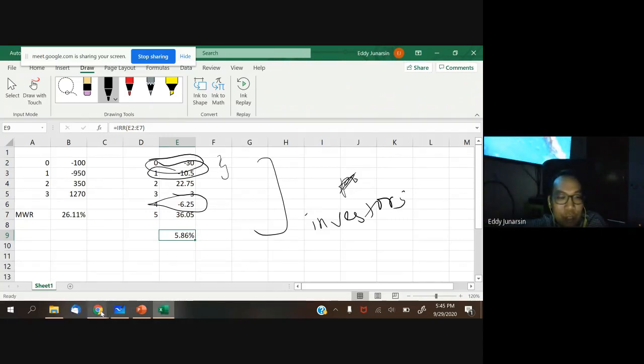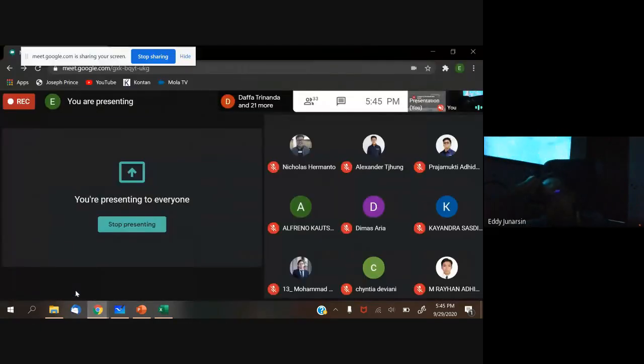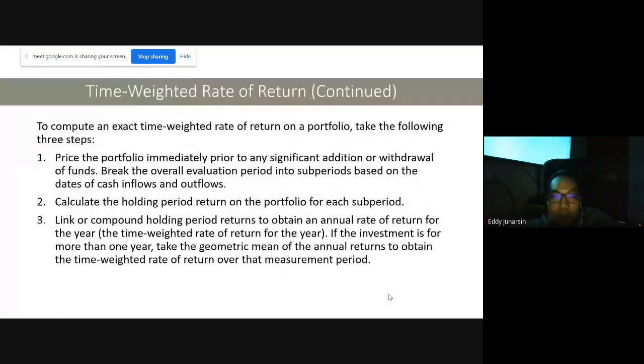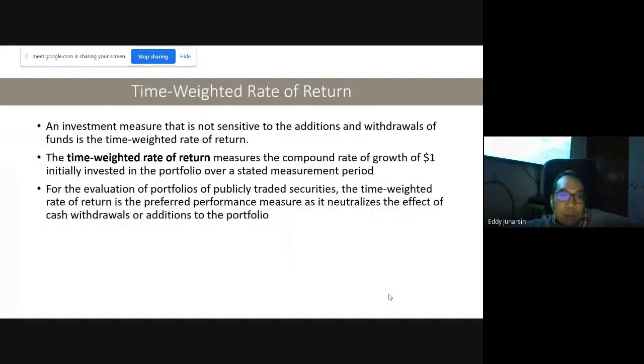So usually the portfolio managers don't want to use this method, the money weighted return. They want their performance to be comparable to other portfolio managers. That's why they use the time weighted or geometric return. So we are going to see the time weighted now. Time weighted, so it's weighted by time, not weighted by amount of cash flows.